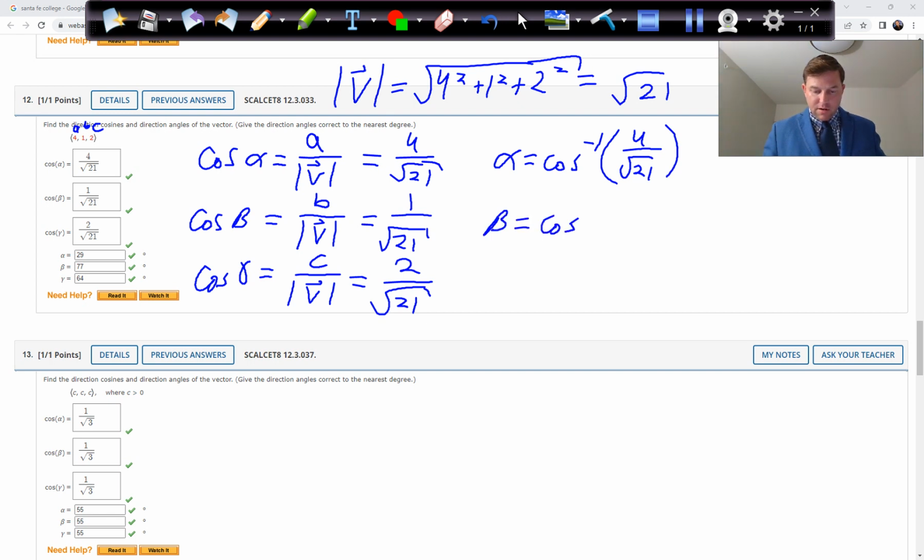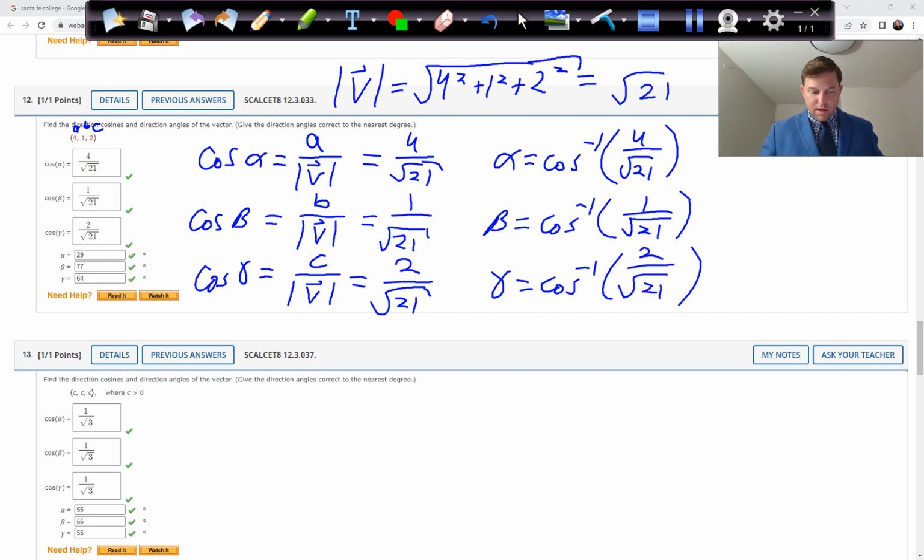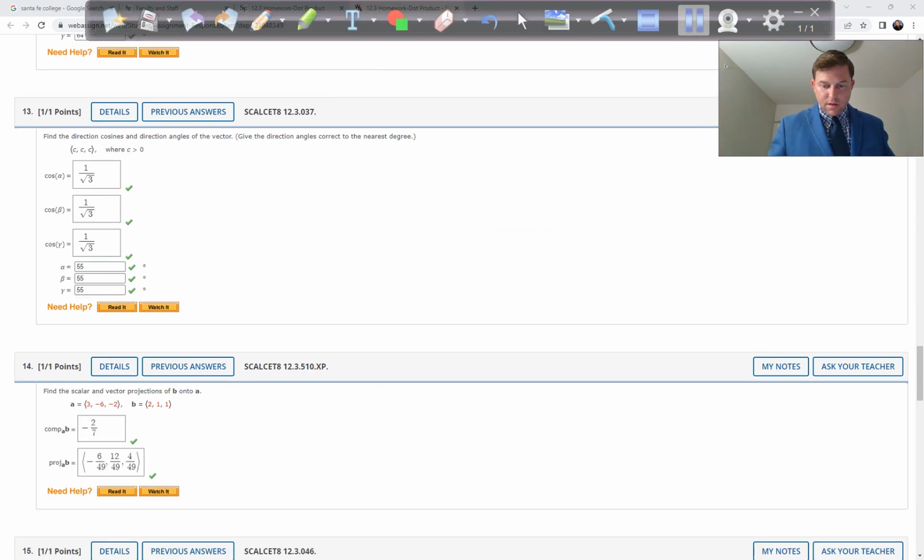Beta is the arc cosine of 1 over square root of 21. And gamma is the arc cosine of 2 over square root of 21. And if you do those three, you should get 29, 27, and 64 degrees respectively. Okay, problem 13, they give us the direction cosine vectors again.